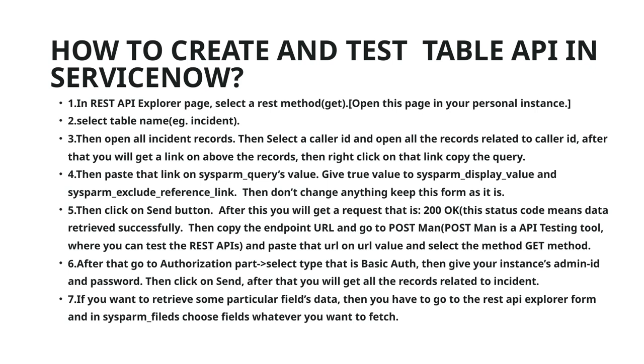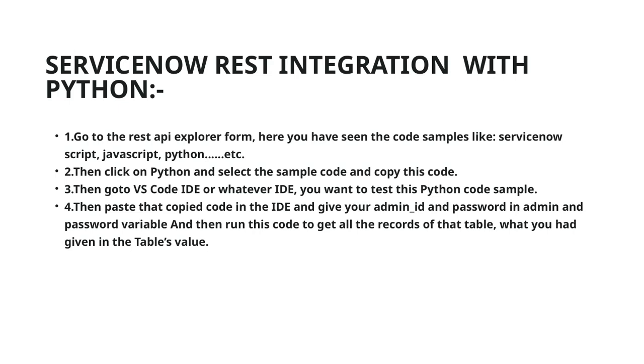All right, let's walk through how to integrate ServiceNow REST APIs using Python. First, you'll want to go to the REST API Explorer form within ServiceNow. Here, you'll find various code samples, including scripts in ServiceNow Script, JavaScript, and Python. This is really helpful because it gives you ready-made templates to start from. Next, you'll want to select the Python sample code and copy it.